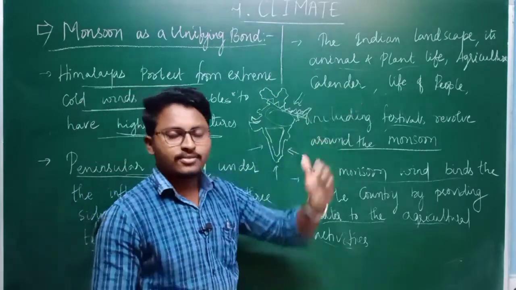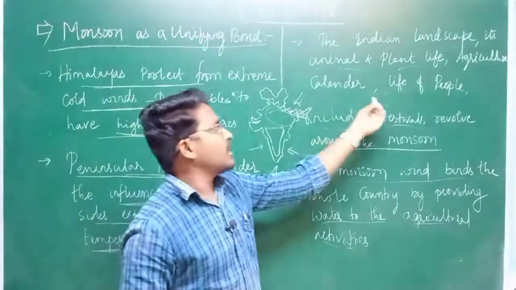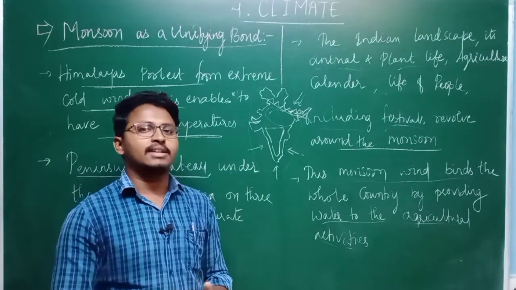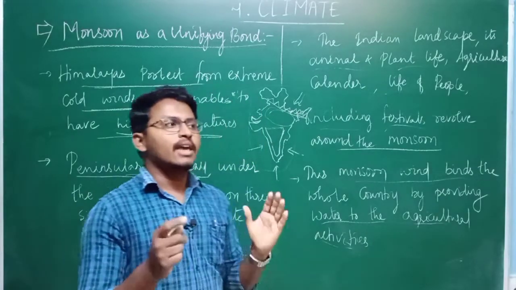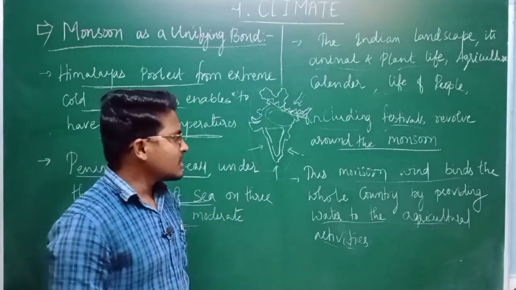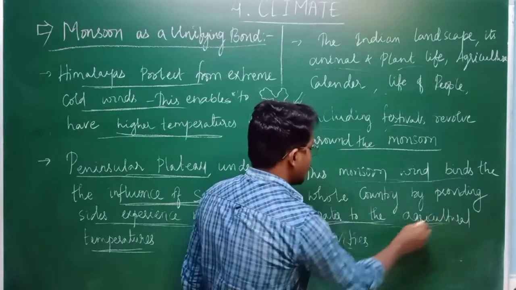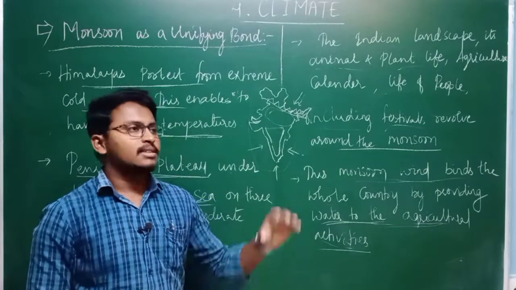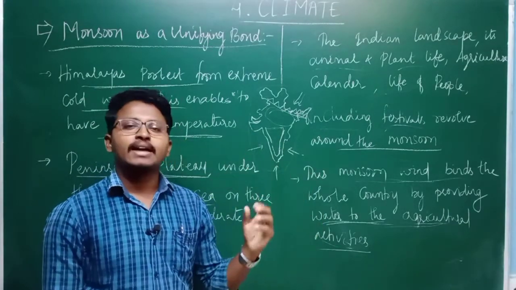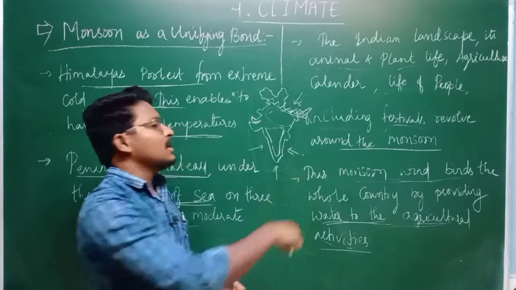Then you can take the plant life, they also require water, so they will be eagerly waiting for the monsoon. Then animals, then you can also take some of the festivals, which also revolve around this monsoon. So all these factors which depend upon the monsoon are actually from each and every region of the country. Then the other thing is that this monsoon wind binds the whole country by providing water to agricultural activities. And not only that, whenever these monsoon winds carry moisture, they bring rainfall, then they provide water to start these agricultural activities, not in one region but in the entire country.